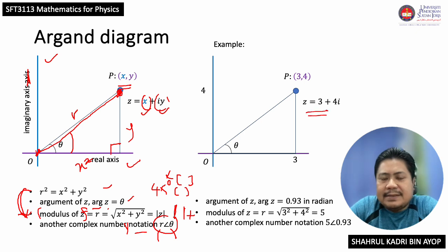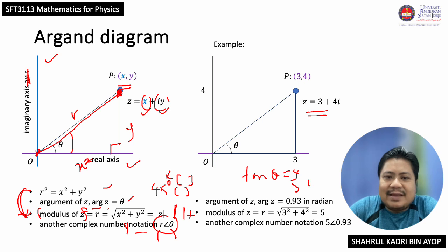Let's have an example. You are given the complex number 3 plus 4i. Then the argument of z is 0.93. How can we get it? You make tan theta equal to 4 divided by 3, so you get theta equal to 0.93 in radians. The modulus of z is the distance, which is the hypotenuse of this triangle, equal to 5. In angle notation, it is written as 5 with argument 0.93.